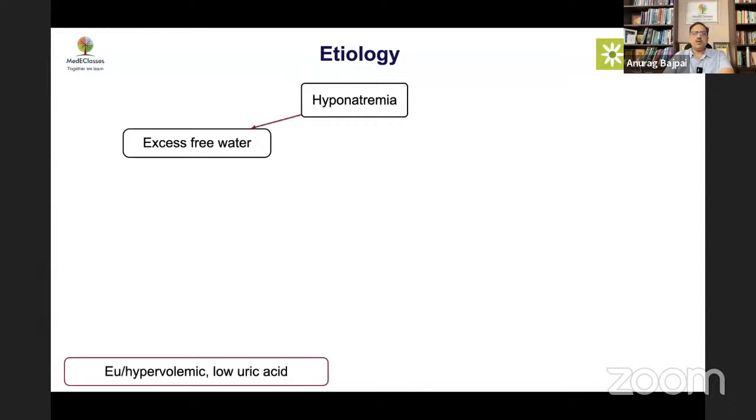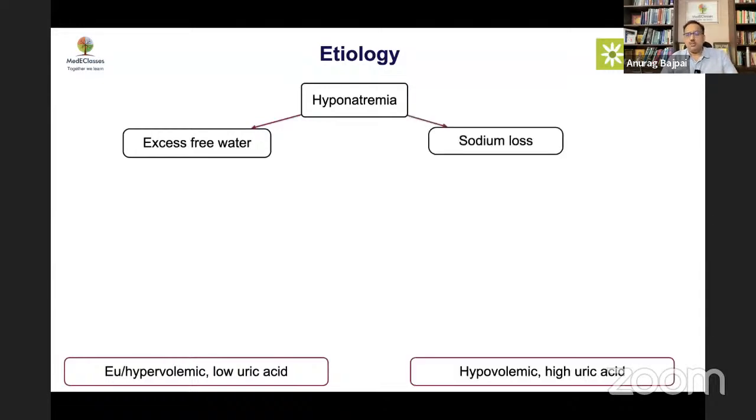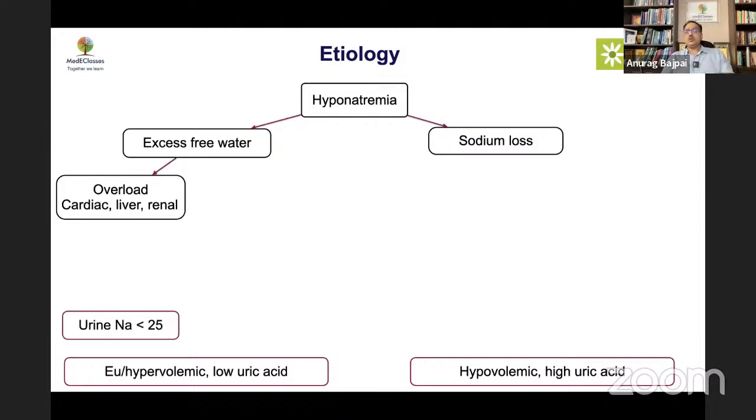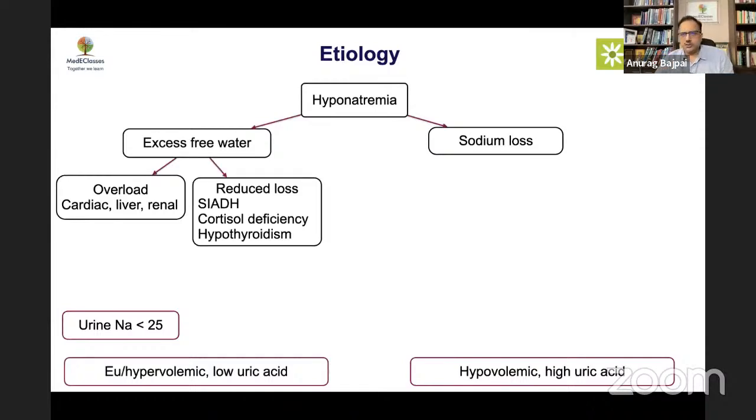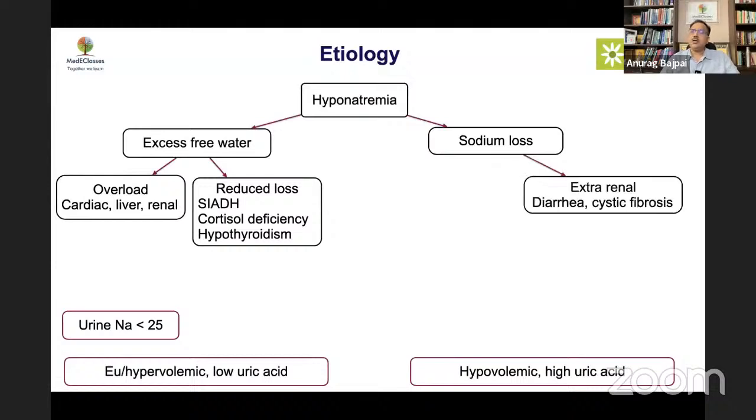So just to summarize etiology before Dr. Pratik takes over, hyponatremia can be because of excess free water, which is euvolemic or hypervolemic with low uric acid, or sodium loss, which is hypovolemic with high uric acid. Excess free water may be cardiac, liver, or renal disease. You will have edema. You can see very easily in that scenario. Urinary sodium will be low. So volume status is very important. You may have reduced loss because of SIADH. And remember, cortisol deficiency and hypothyroidism are differentials for reduced loss in that perspective. Sodium loss could be extrarenal due to diarrhea or cystic fibrosis.